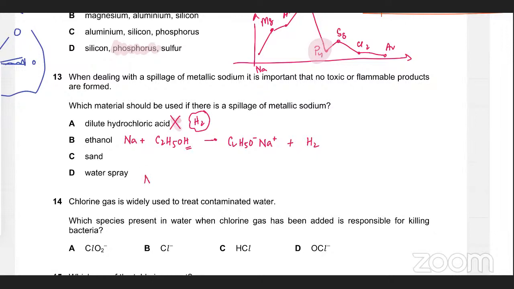Same is the case with water. Metals react with water, and sodium would react explosively with water. It's going to form NaOH plus H2. So the obvious answer is sand. Use sand. Sand is not going to react, so no toxic or flammable products are going to be formed with sand.